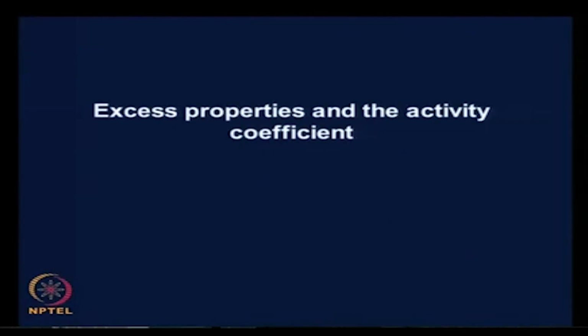The next thing that we are going to look at is something called excess properties, and what we will also do is see a little later, after we look at excess properties, how to correlate the activity coefficient to the excess properties, or in other words, we will come up with a method to estimate the activity coefficient from the so called excess properties. But first let us look at what excess properties are.